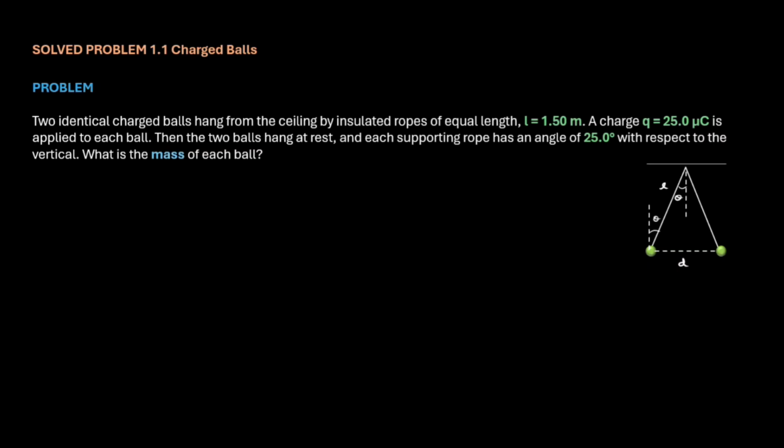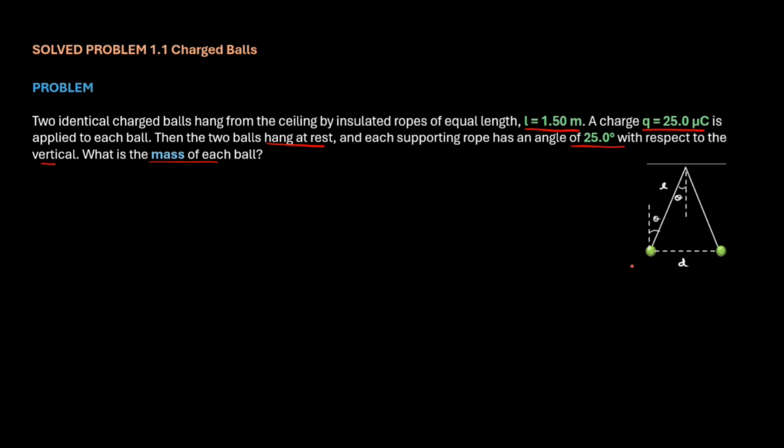Solve problem 1.1 Charged balls. Two identical charged balls hang from the ceiling by insulated ropes of equal length L equals 1.50 meter. A charge Q equals 25 microcoulomb is applied to each ball. Then the two balls hang at rest and each supporting rope has an angle of 25 degrees with respect to the vertical. What is the mass of each ball?